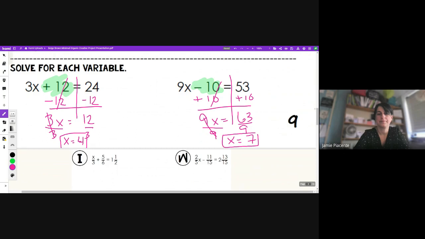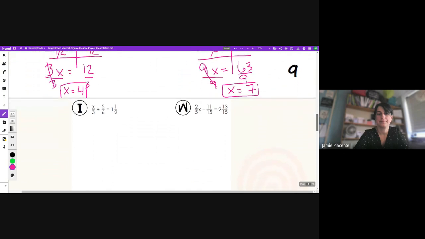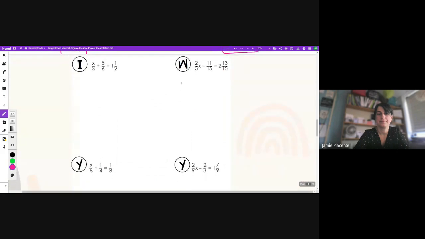Okay, I think now you need to turn your page. I have the I do, we do, you do, you do. So let's see how we do with this. So the I do, I have an x over 3 plus 5/6 equals 1.5.